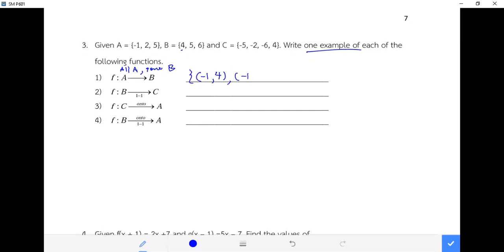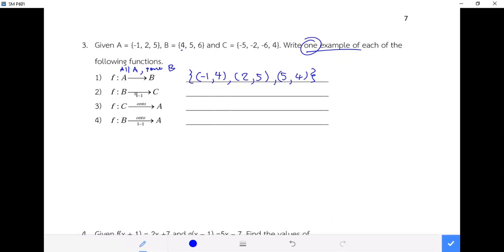Negative 1, we write already 2. 2 with maybe 5, and then we can go 5 and back to 4 again, something like that. You can have different answers for me, okay? Because there are many examples of it. I just want one, the correct one, just one. That's correct. Number 2, right?